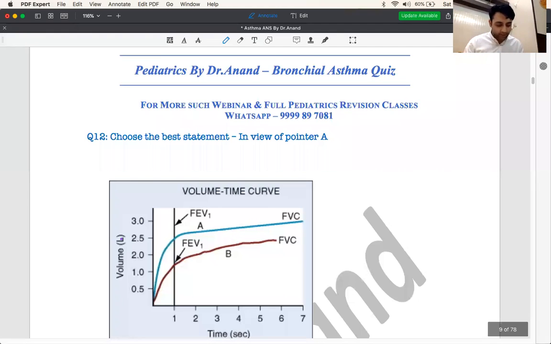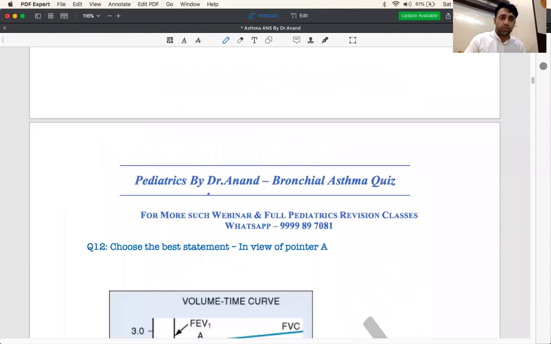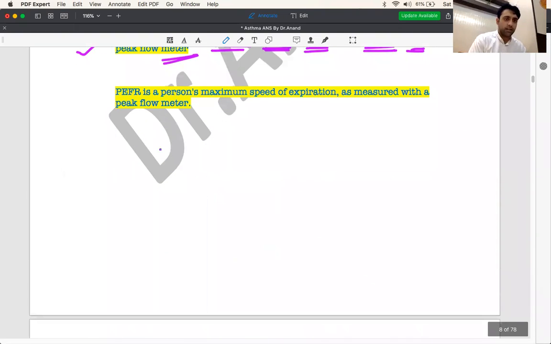So what is FEV1? Can anyone tell me what FEV1 is? Any random guesses? Rohan, what is FEV1? What do you think? What is the definition of FEV1? Okay, so I'll tell you. Yes, very good. So now this is something we have to understand. See, there is something known as FEV1 and there is something known as FVC. I'm telling you in very simple basic language what you should know.